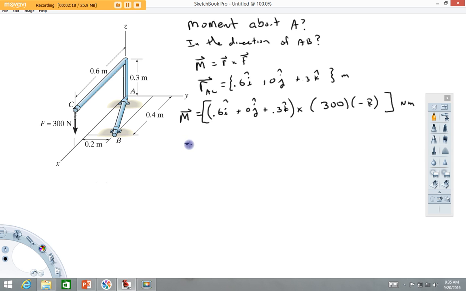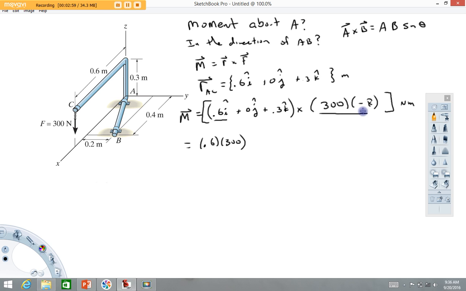Now I'm going to talk about how to actually do the cross product. I'll go through these term by term. Remember, a cross product is the magnitude of the first vector, the magnitude of the second. In fact, let me write this up here. If I take vector A, cross it with vector B, that's equal to magnitude of A, magnitude of B, sine of the angle between them. So when we do this cross product, the first term is 0.6i crossed with 300 in the minus k. The magnitude is going to be 0.6 times 300, and the direction comes from i crossed with minus k.